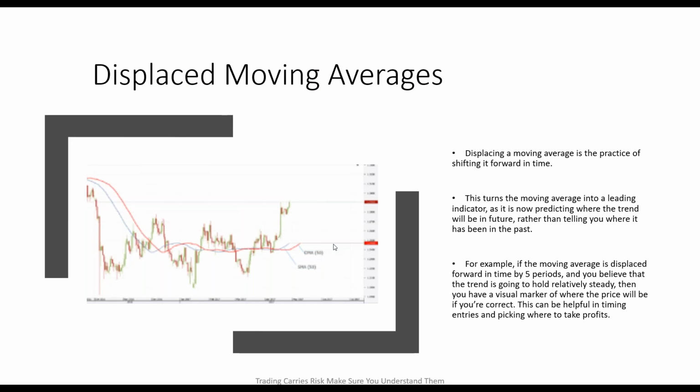So displacing a moving average is the practice of just shifting the value forward in time. This turns the moving average into a leading indicator, as it is now predicting where the trend will be in the future rather than telling you where it has been in the past. For example, if the moving average is displaced forward in time by 5 periods and you believe that the trend is going to hold relatively steady, then you have a visual marker of where the price will be if you're correct. Now, this can be helpful in timing entries and picking where to take profits.